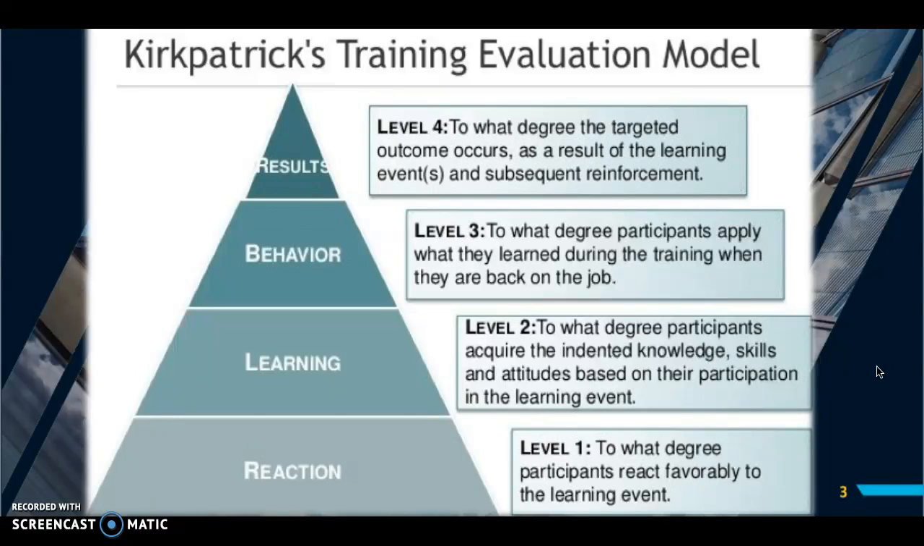Kirkpatrick's model is probably the best known model for analyzing and evaluating the results of training in educational programs. It takes into account any style of training, both informal and formal, to determine aptitude based on the levels. So now we're going to break down each one of those levels.